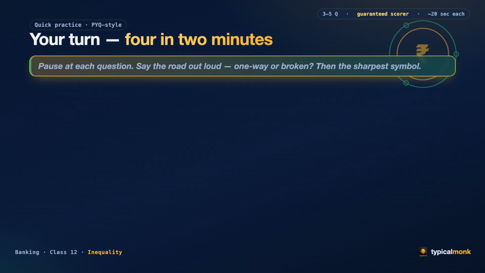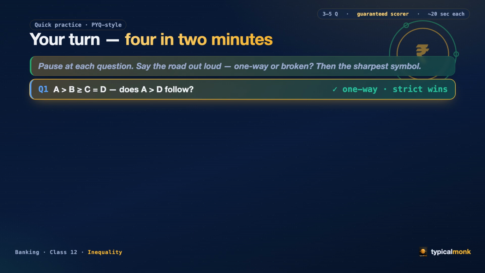Now your turn, 4 Pike-style questions, a 2-minute target. Pause at each question and say the road out loud, one way or broken. Then, the sharpest symbol. Question 1. A greater than B, B greater than or equal to C, C equal to D, does A greater than D follow? The road is one way and one strict greater than sits on the path. The sharpest wins. Yes, it follows.